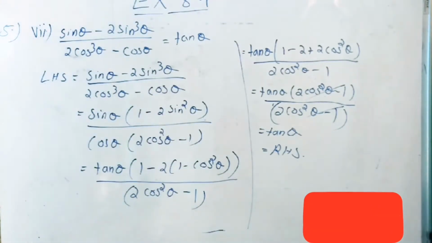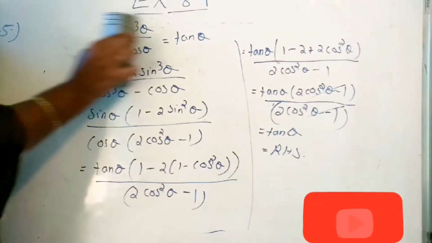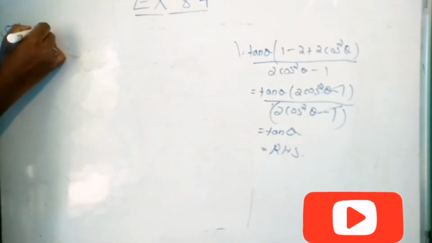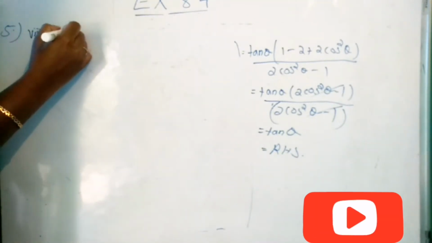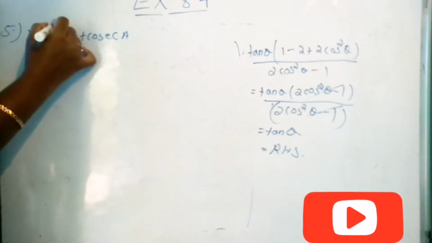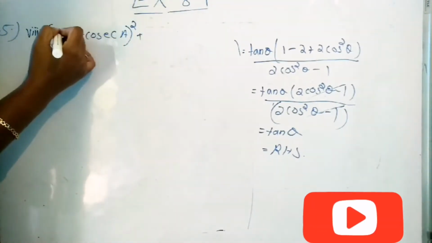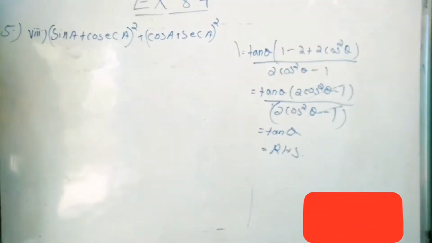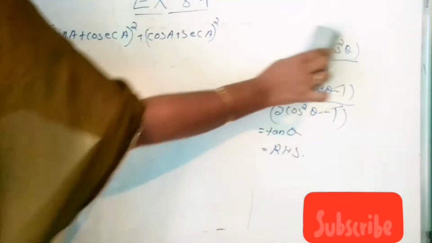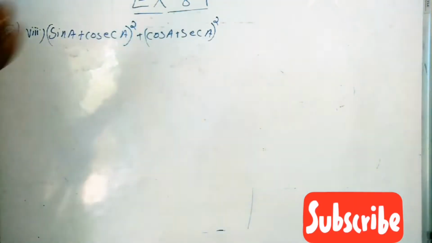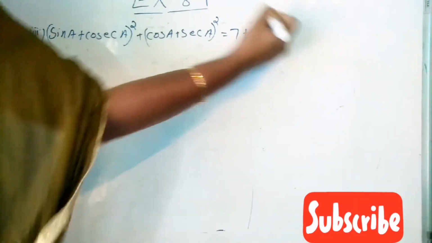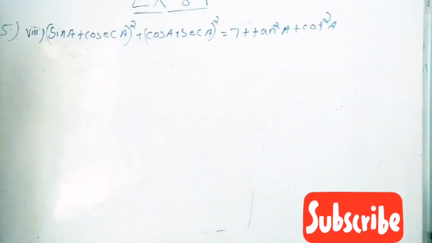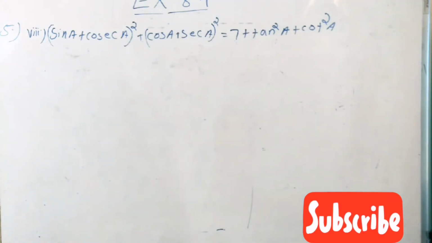Okay. Now eighth question. Prove that (sin A plus cosec A) all square plus (cos A plus sec A) all square is equal to 7 plus tan square A plus cot square A.